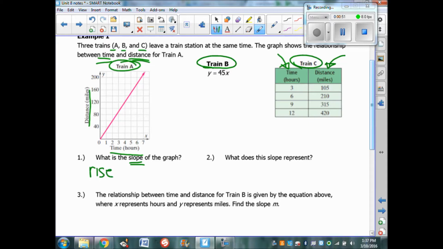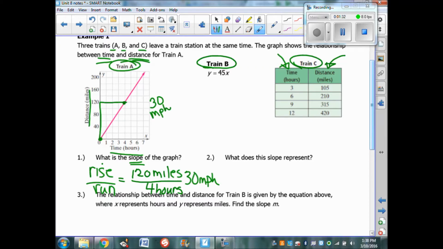So when I think slope, I want to think about my rise over run. So I would absolutely pick two nice points, and that looks like a good one, and that one right there. And how much am I rising up and how much am I running? So my rise is 120 miles divided by my run, which is 4 hours, okay, which then gives me 30 miles per hour for that train. So 30 mph is my slope, okay, or my rate of change.